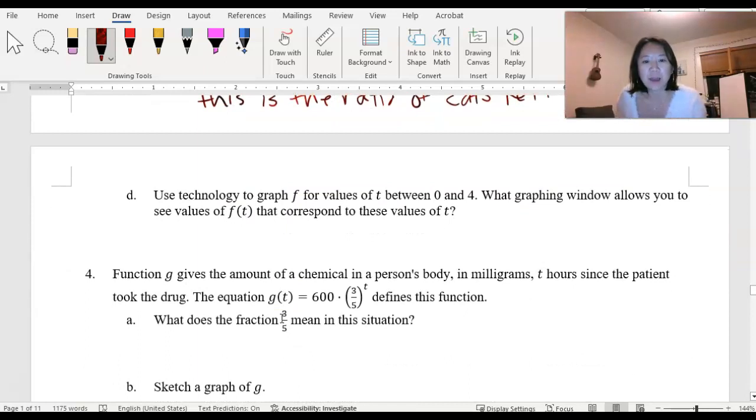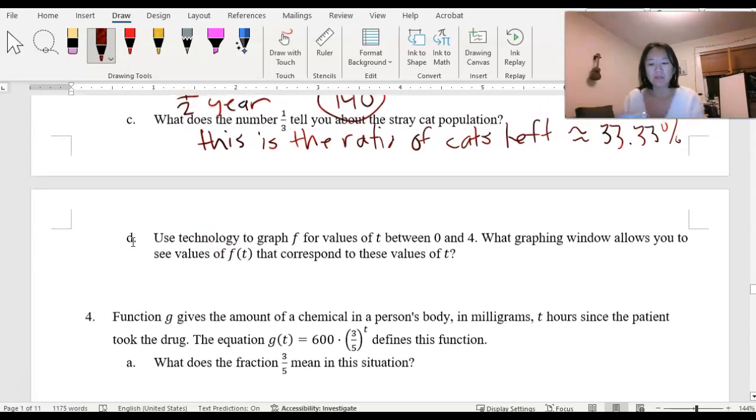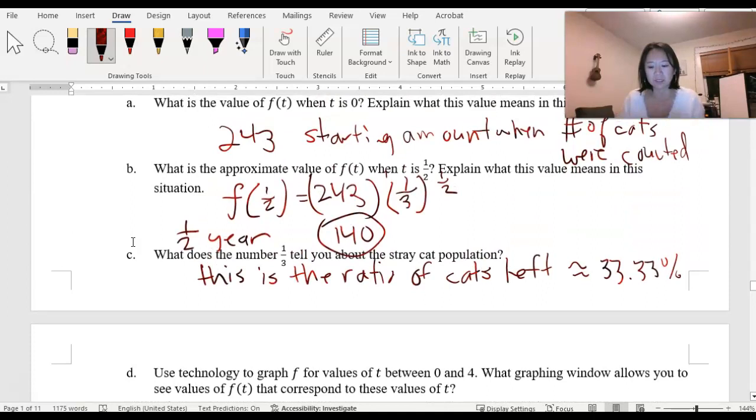It says use technology to graph f for values of t between 0 and 4. What graphing window allows you to see the values? All right. So let me first of all go ahead and put this into my graph. I would strongly suggest you put this into your TI-84. You could use Desmos if you wanted, or your TI-84 if you have it with you. That would be ideal so that you can practice graphing this in your calculator. So we're looking at 243 times 1/3 to the power of x.